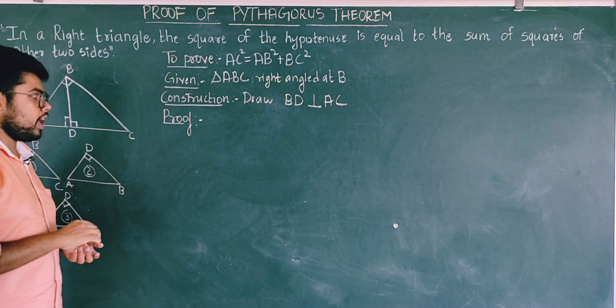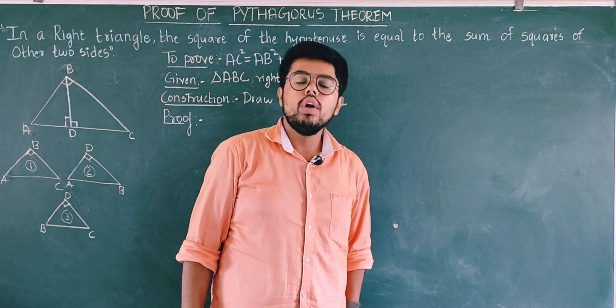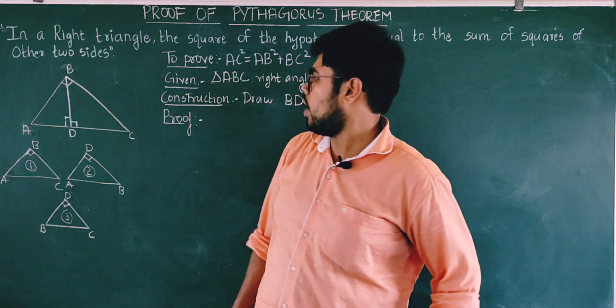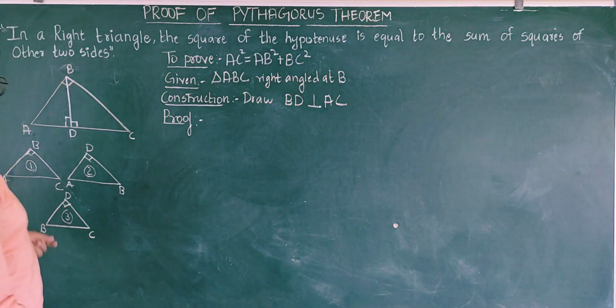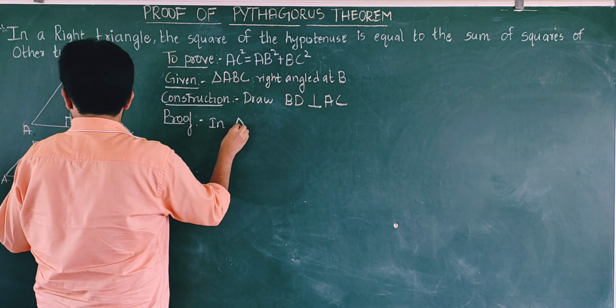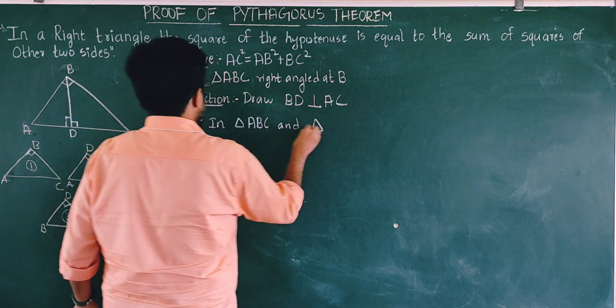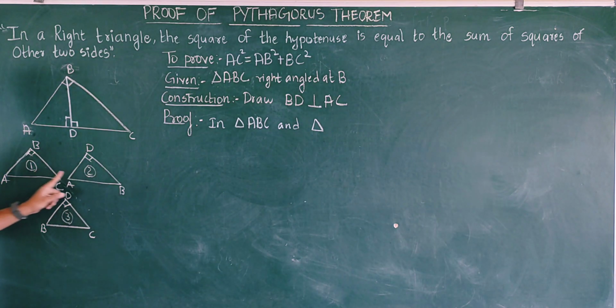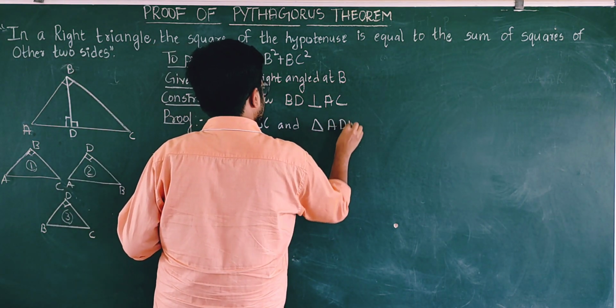Now let us go to the proof. In this proof, we are just comparing two similar triangles. First, for my proof, I will consider 2 triangles: the original triangle ABC and the second triangle. First I will compare the first and second. I will make them similar triangles and compare their ratios. So 1 and 2: triangle ABC and triangle ADB.